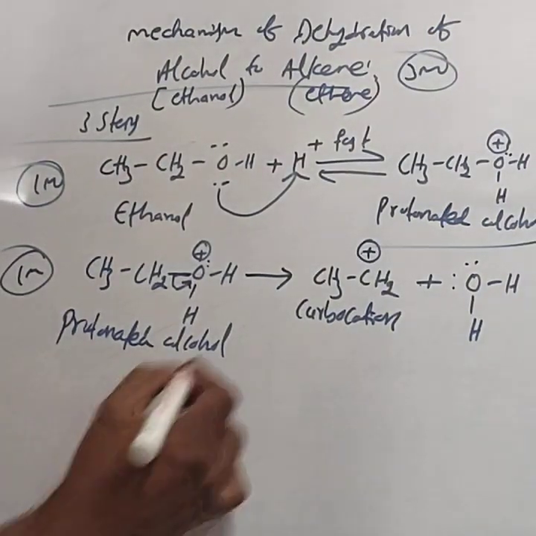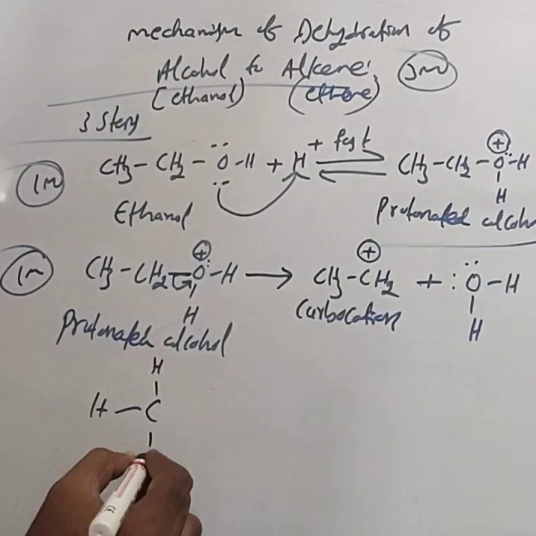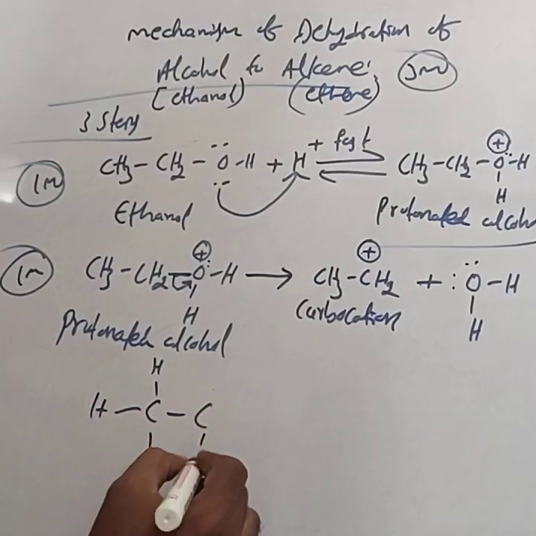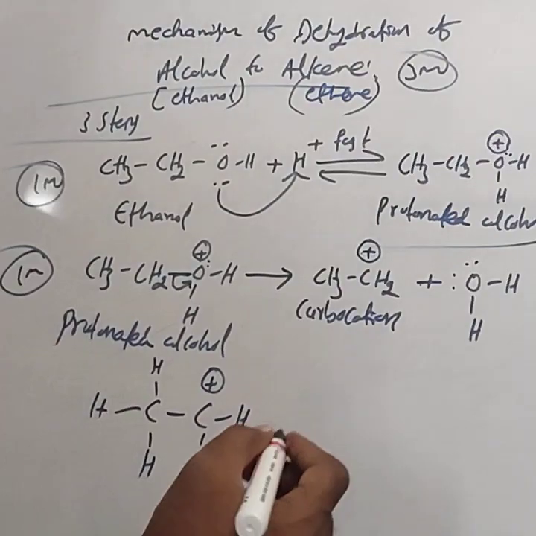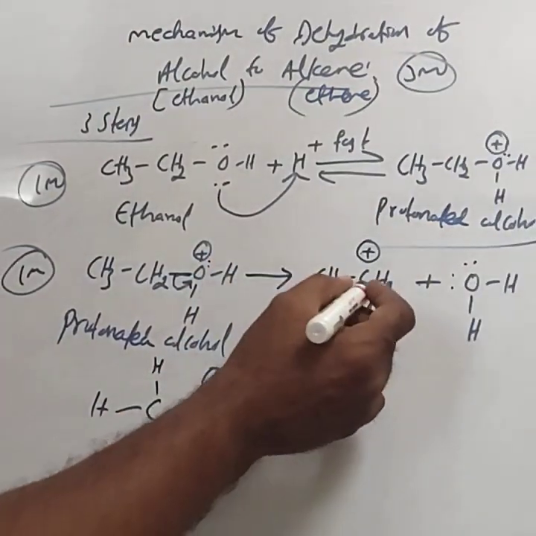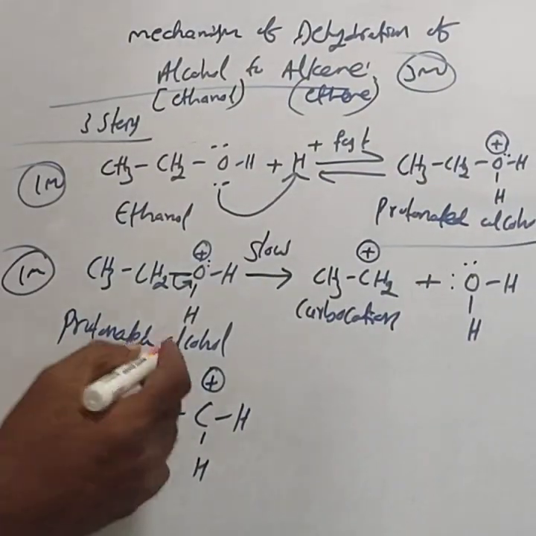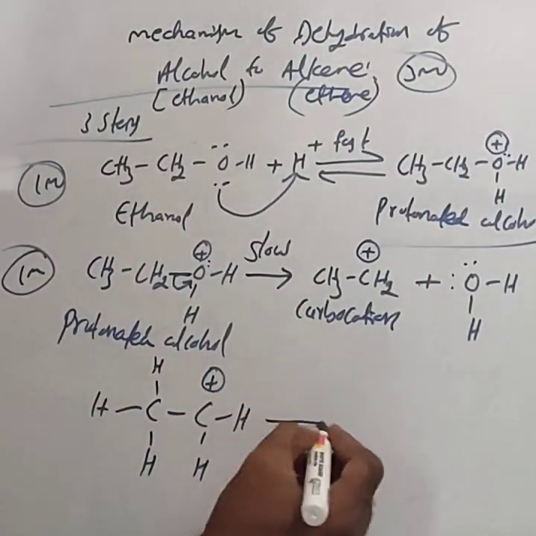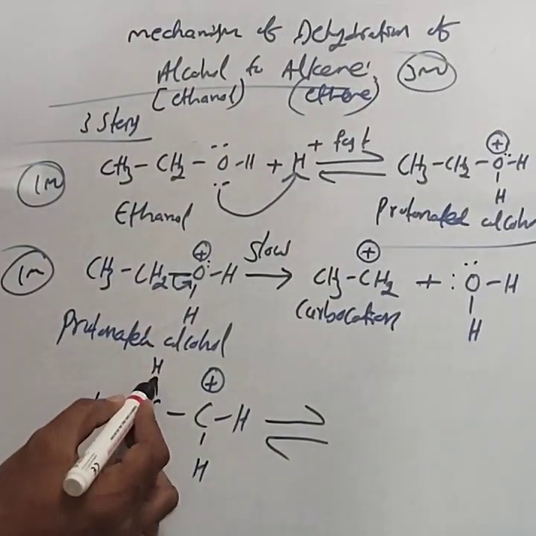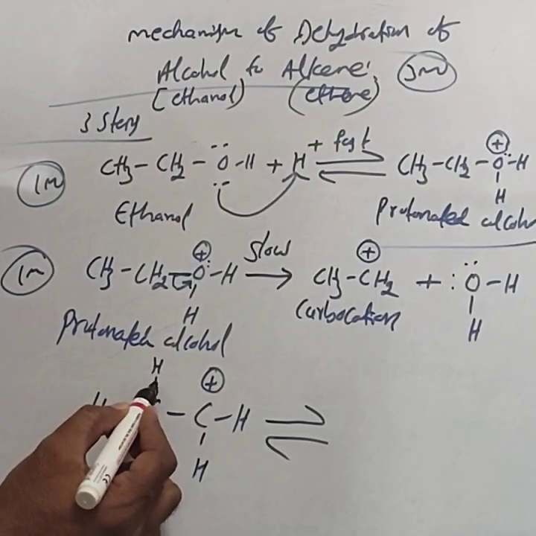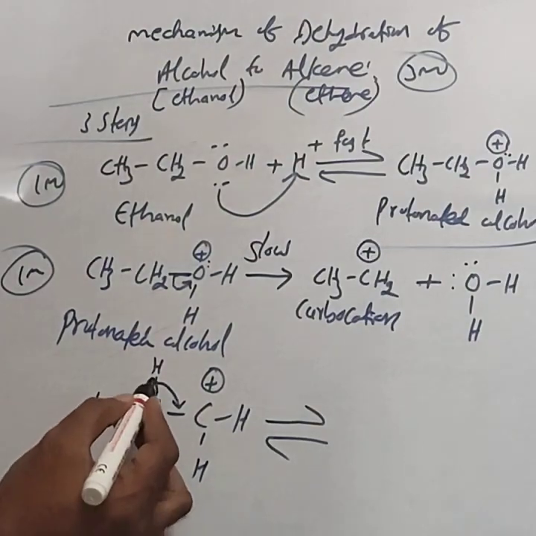Then the third step: take that carbocation, that is CH3CH2+. This is the carbocation. This formation of carbocation is the slow step. It is slow. This carbocation loses the proton. When this proton loss takes place, these bonded electrons move towards this position. Arrow marks are very, very important.